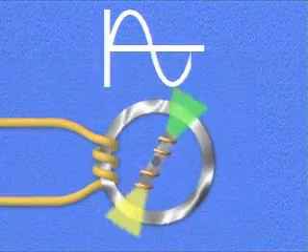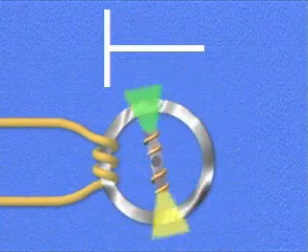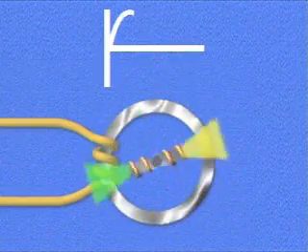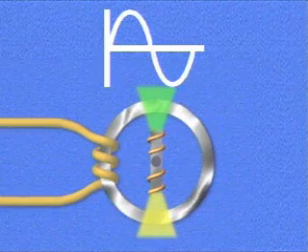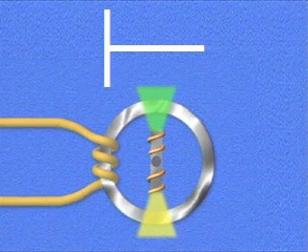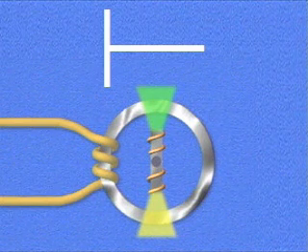Generator output can be represented as a sine wave that is plotted on a graph. On this graph, the vertical axis represents the strength of the voltage, which can be positive or negative. The horizontal axis represents time. As the electromagnet rotates, the relative positions of the electromagnet and the conductor affect generator output as shown on the graph. When the electromagnet is vertical and the magnetic fields don't cross the conductor, the voltage is zero.